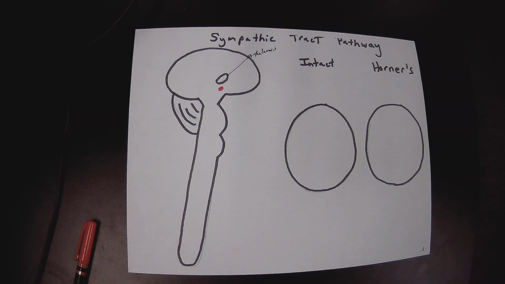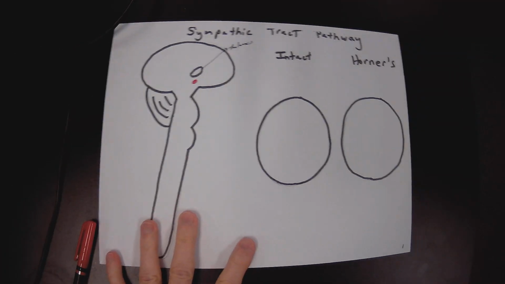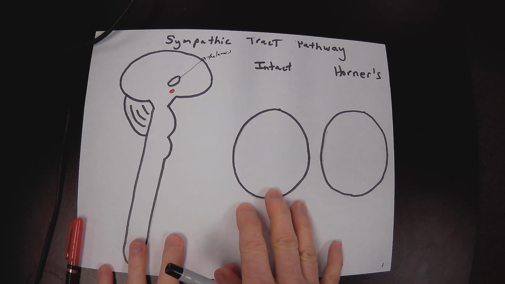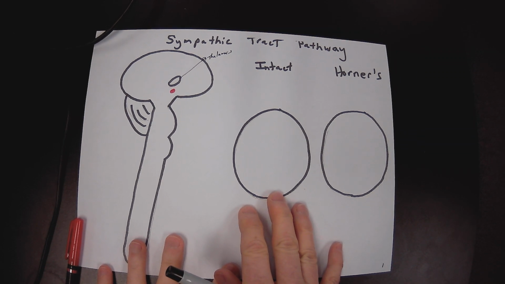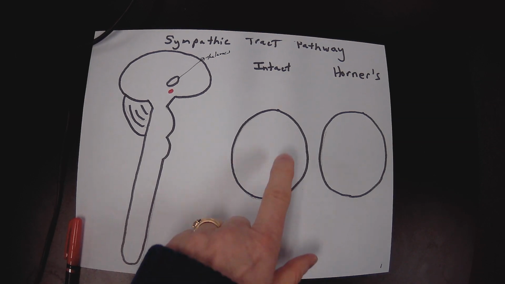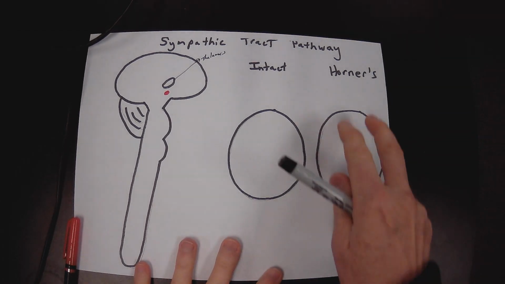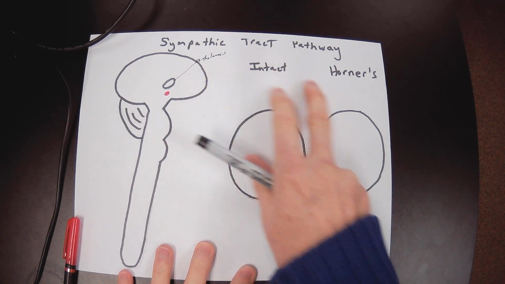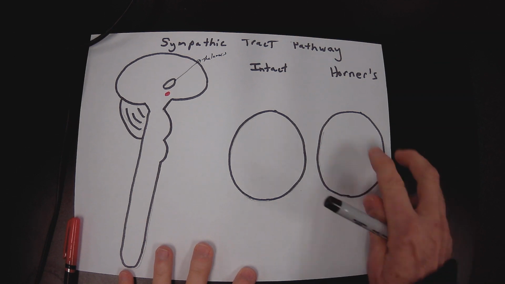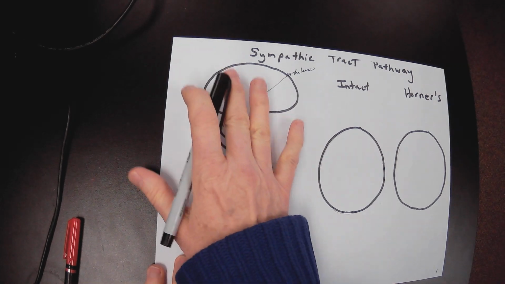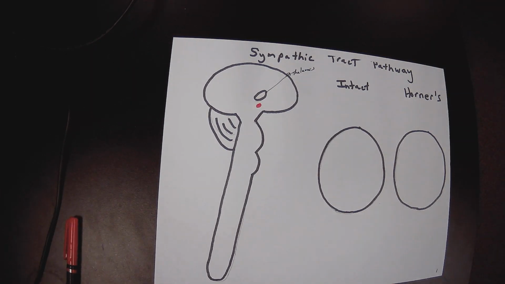Okay. And we're going to start over here on the left side. Over on the right side, you have a picture of two circles. They're representative of faces that we're going to draw in, and we're going to look at the effects of a normal sympathetic tract pathway. Okay, that'll be the intact face drawing. And then if there's a problem with the sympathetic tract, the problem that occurs is called Horner syndrome. Okay, so we're going to draw Horner syndrome over here. So to get started, start over here on the left side and connect it to the faces.